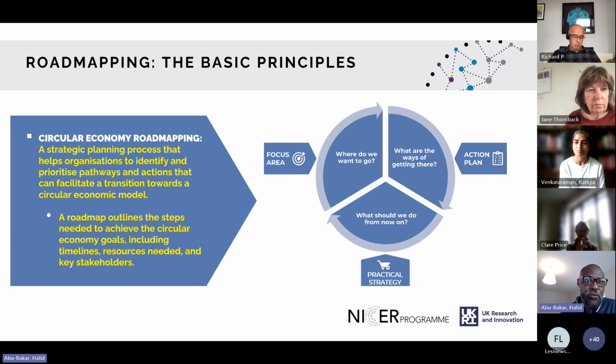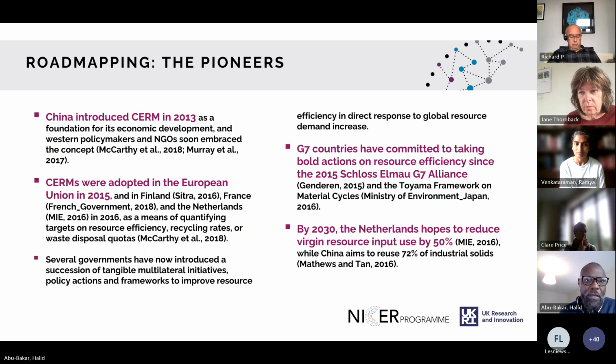There are three core principles. A roadmap must have a focus area or a priority area, and also action plans that are tailored to those priority areas. And also there must be some practical implementation strategy. So these are the three main core areas of road mapping, derived from other traditional road mapping processes.